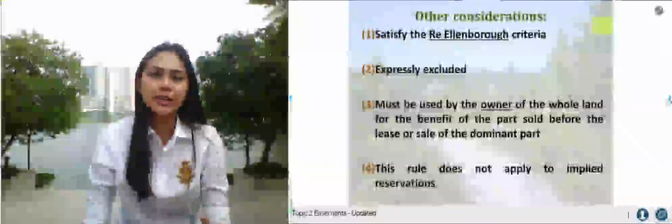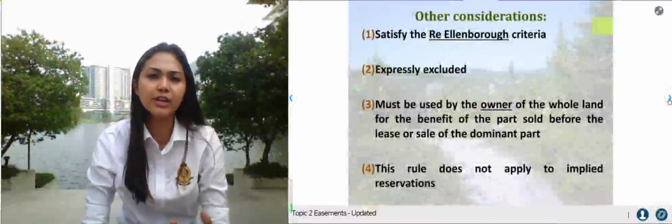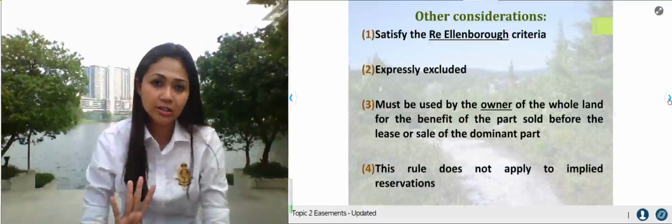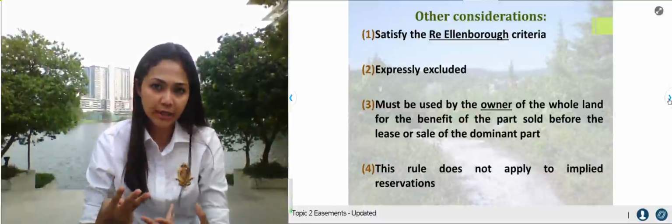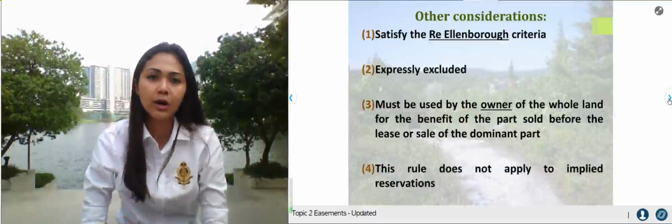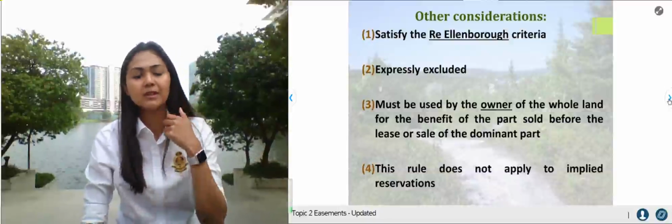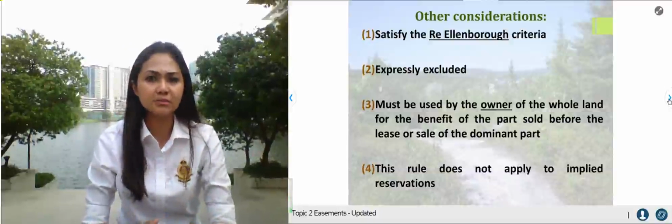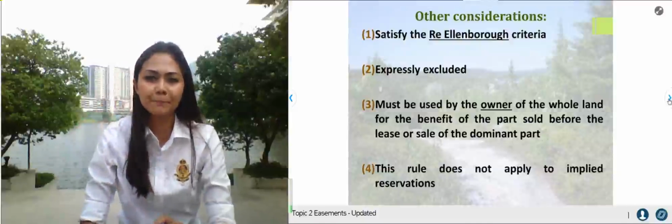So apart from the three criteria to prove under Wheeldon and Burrows, you must also remember that you need to satisfy the Re Ellenborough Park criteria itself. If you satisfy the four characteristics under the Re Ellenborough Park criteria, and you show proof that you satisfied the three criteria under Wheeldon and Burrows, then you can say that you have an easement by way of Wheeldon and Burrows itself. Unless it has been expressly excluded, then you won't have any easement. It's only a mere license that can be granted by the previous owner.